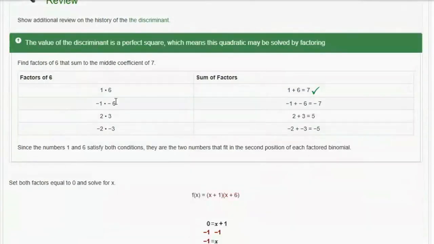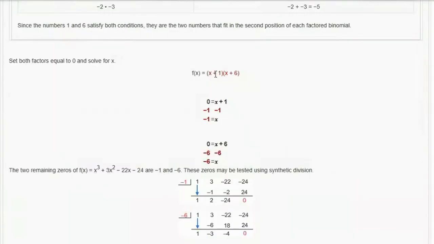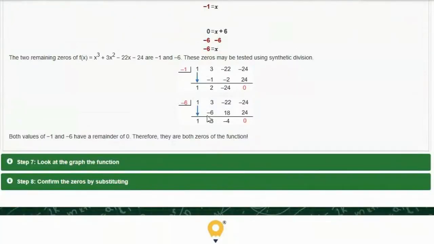So we look at 1 times 6, which is one of the ways we can get 6. Negative 1 times negative 6, 2 and 3, and negative 2 and negative 3. And 1 and 6 add together to be 7, so we know those are our two factors, 1 and 6. So our solutions are negative 1 and negative 6. They tested them by doing synthetic division with those two numbers. Negative 1 and negative 6 in the original equation give zeros as remainders, which verifies that those are the solutions.